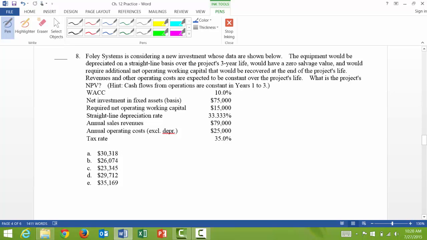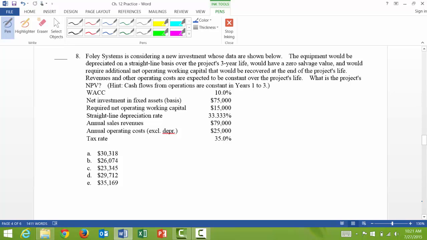Okay, so Foley Systems is considering a new investment whose data are shown below. The equipment would be depreciated on a straight line basis over the project's 3-year life. So we know n is equal to 3. It would have a 0 salvage value and would require additional net operating working capital that would be recovered at the end of the project's life. Revenues and other operating costs are expected to be constant over the project's life. So what is the project's NPV? And then they give a hint: cash flows from operations are constant in years 1 to 3. So that will make it a little bit shorter for us.